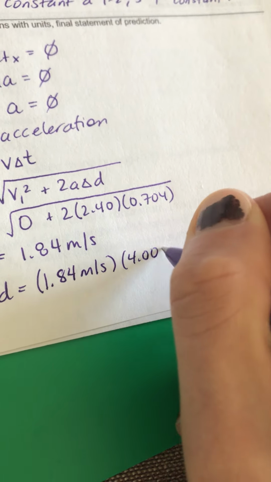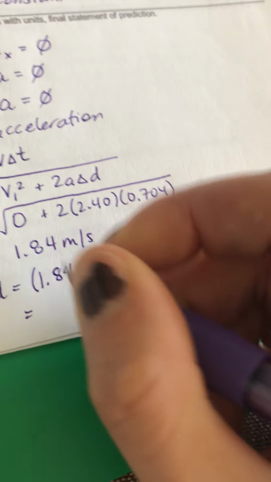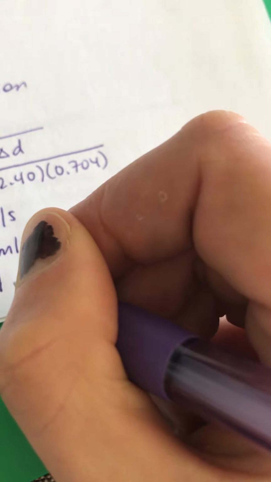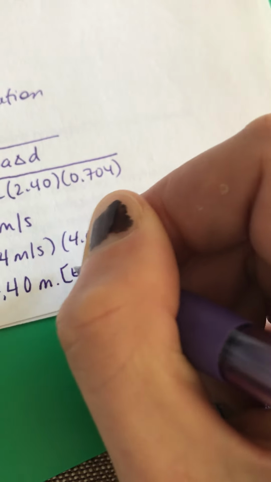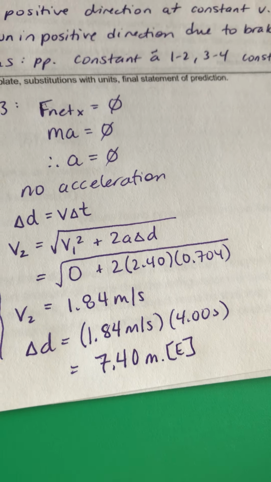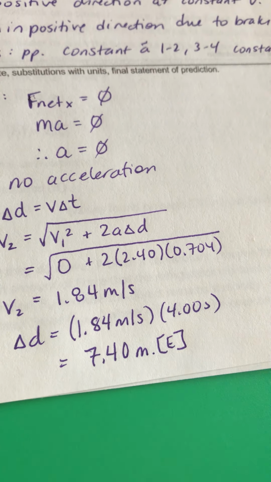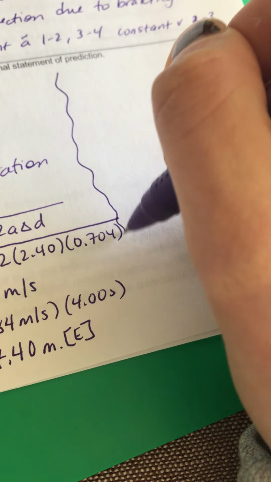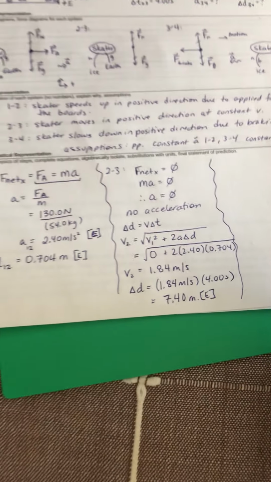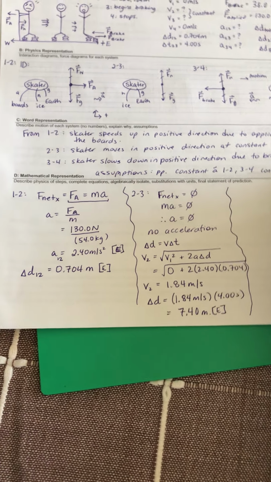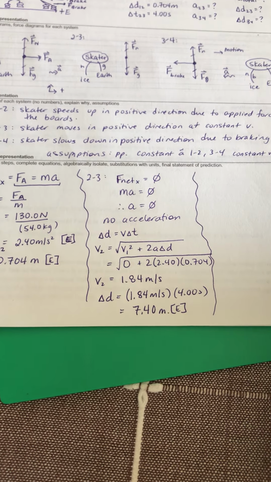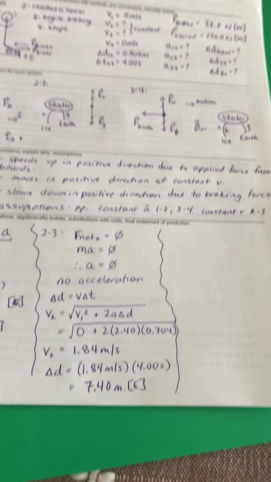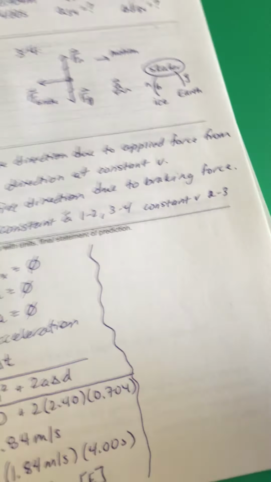We know it was 4 seconds. So that gives me 7.40 meters, also east. So d equals v times t, and then d is 7.4. For those of you who are larger writers than I am, I apologize for the space. Just keep some lined paper nearby so that you can finish these questions if you run out of space.